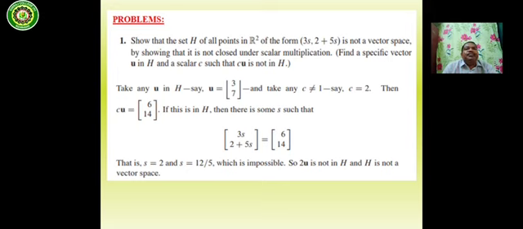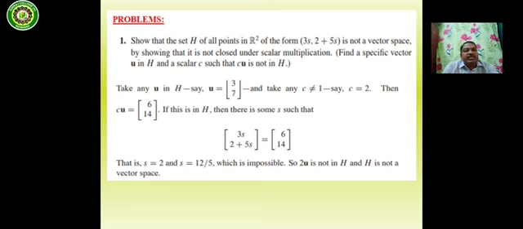So next problem. Show that the set H of all points in R2 of the form (3s, 2 plus 5s) is not a vector space. We show this by showing that it is not closed under scalar multiplication. So here we show that scalar multiplication is not satisfied.